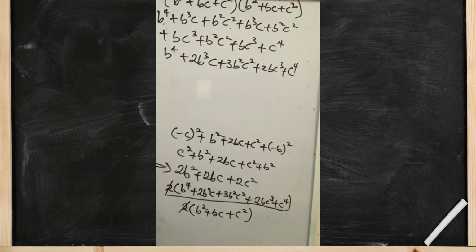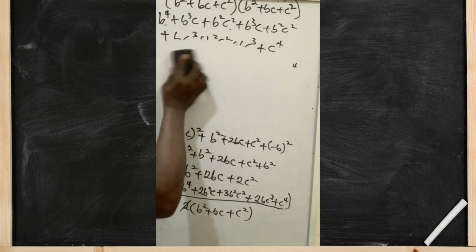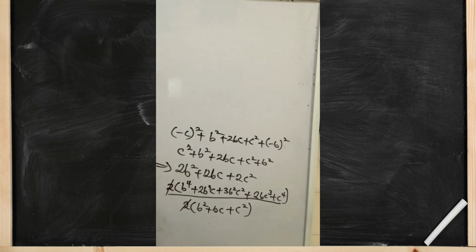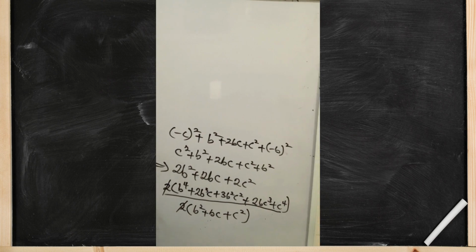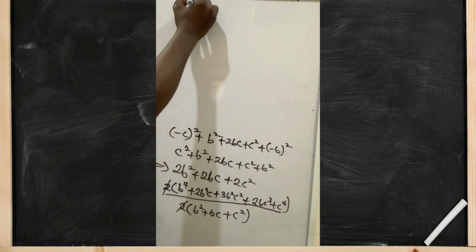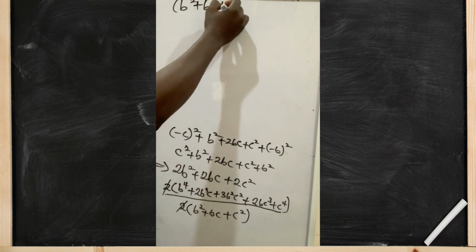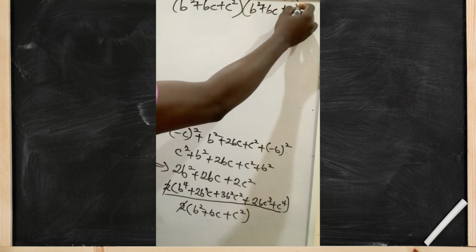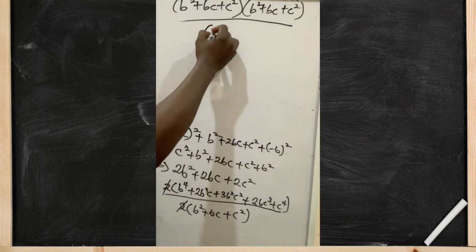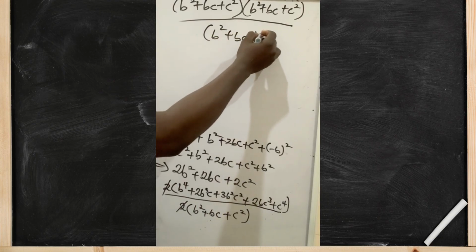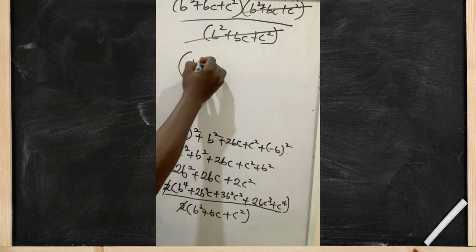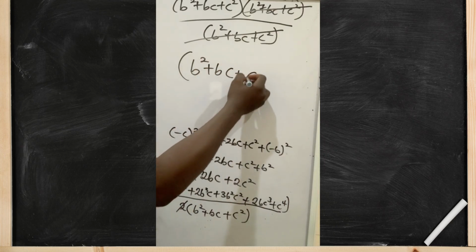So it is now safe for me to write this out, that the value that we've solved here simply means we are having (b square plus bc plus c square) times (b square plus bc plus c square) divided by (b square plus bc plus c square). This cancel each other out. Then your final answer to this question is this.